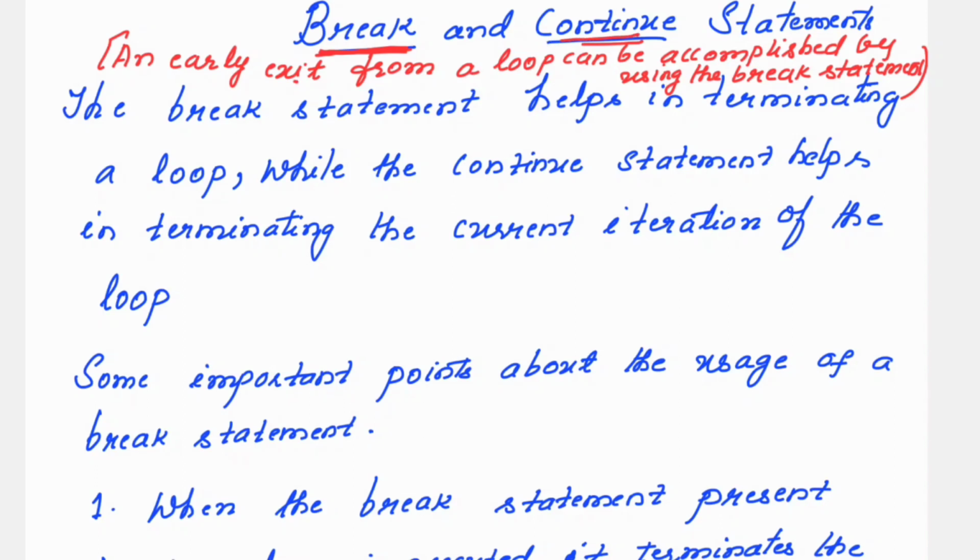An early exit from a loop. Whatever number of iterations you specify in a loop, that many iterations you will carry out. But what does an early exit mean? Without completing the number of iterations mentioned in the loop, you want to come out. At that time you can make use of the break statement.